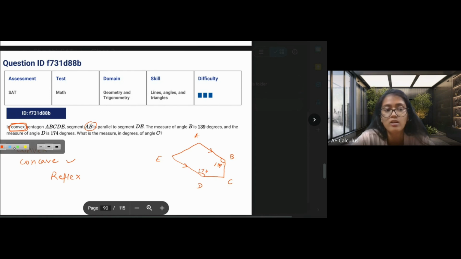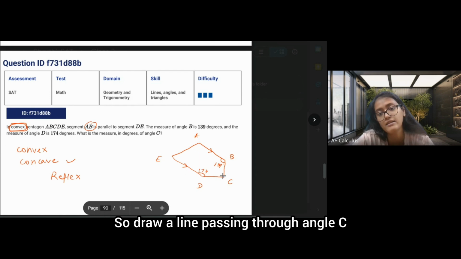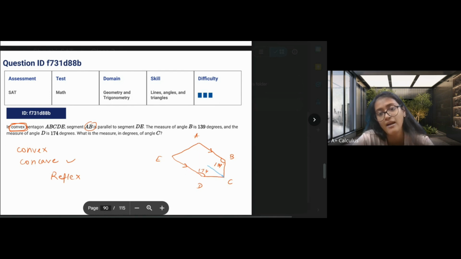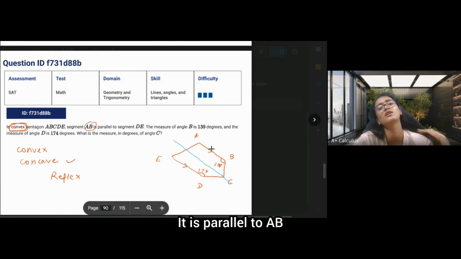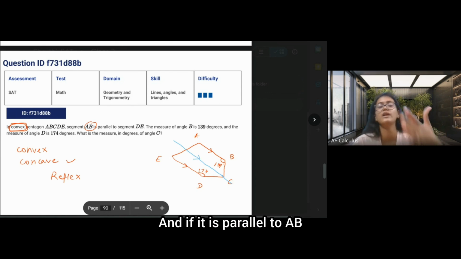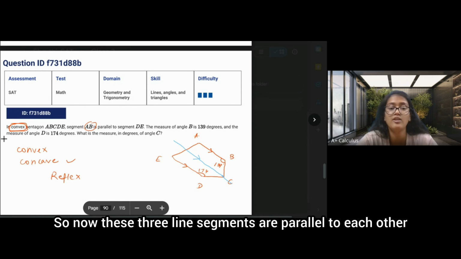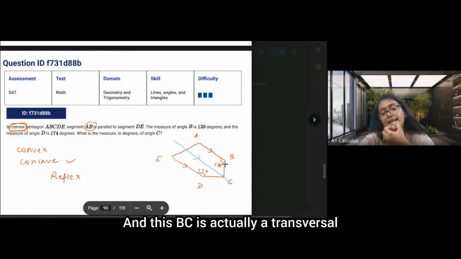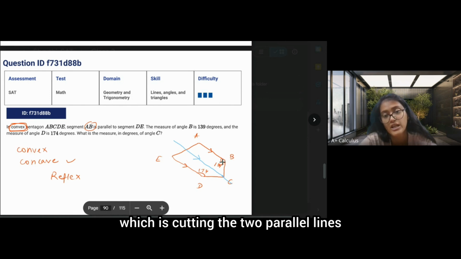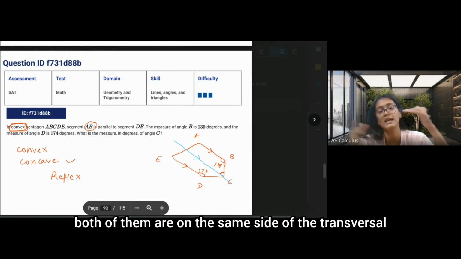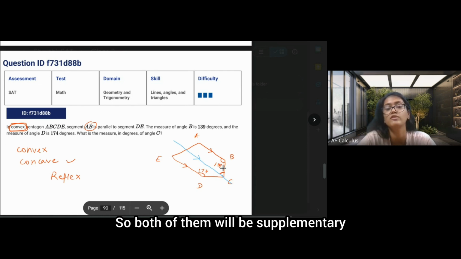Now here you'll have to do a little bit of construction. So draw a line passing through angle C such that it is parallel to one of the segments. It is parallel to AB. And if it is parallel to AB, automatically it will also be parallel to ED. So now these three line segments are parallel to each other. Okay. And this BC is actually a transversal, which is cutting the two parallel lines. So these two angles, this angle and this angle, both of them are on the same side of the transversal. So both of them will be supplementary.